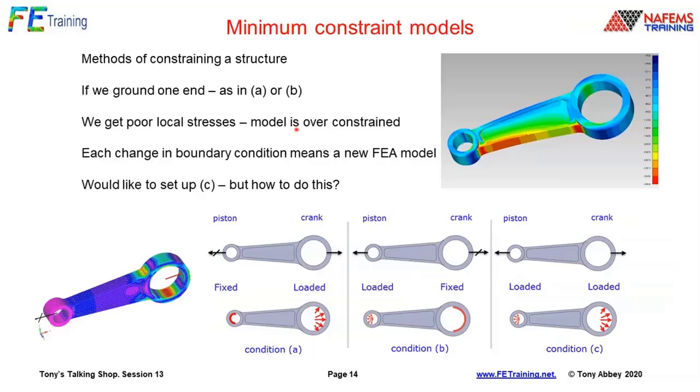Think of the conrod here. We had a picture before. Let's ground that and apply the load here. So here we've got a load case where we are applying a load condition A and then constraining at the end in here. So that's what we're representing.